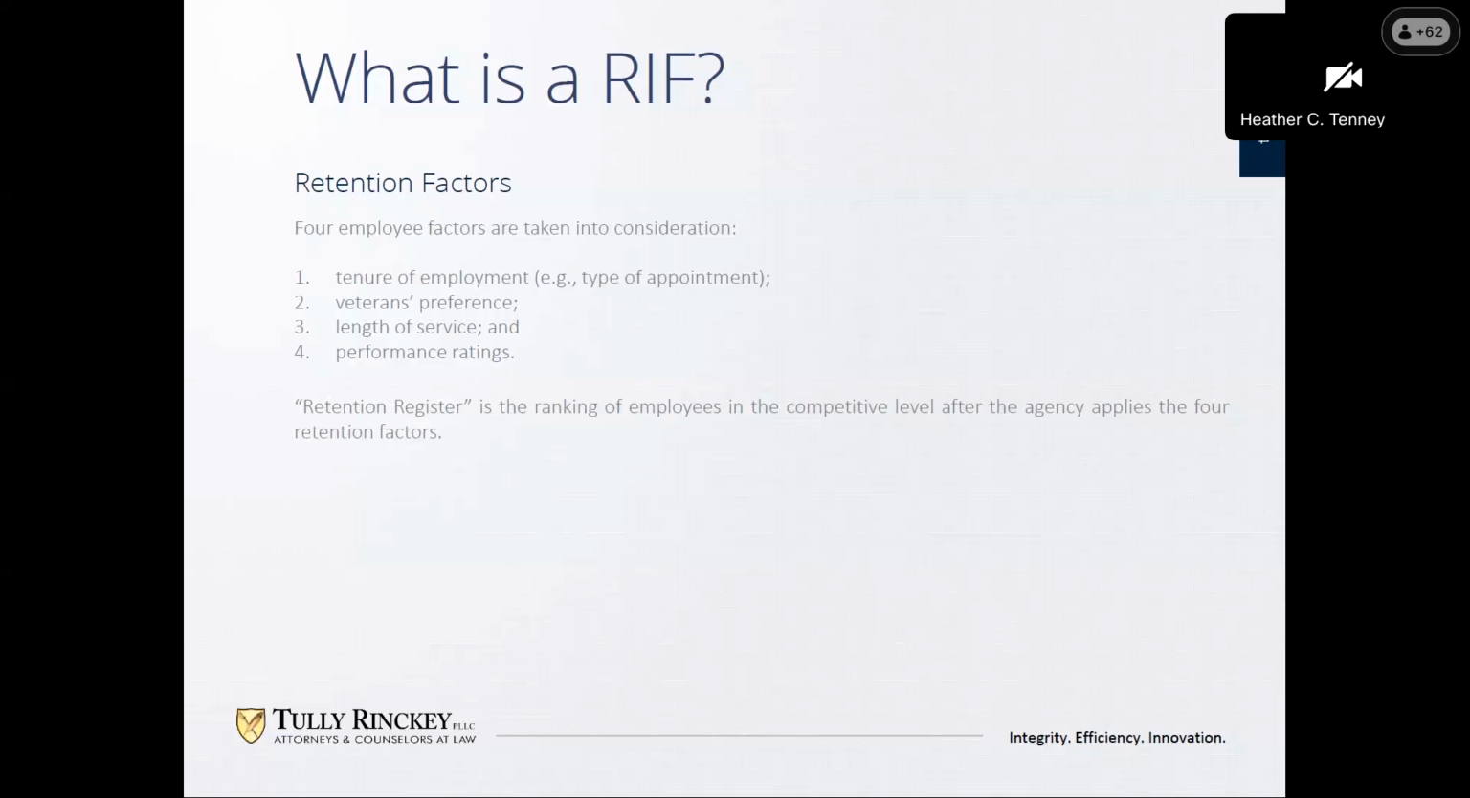Now, RIF regulations have to give effect to 4 different retention factors. The retention factors are tenure of employment, and that's generally going to be like type of employment. So are we talking about competitive, excepted service, etc. Veterans preference, total creditable federal civilian and uniformed service, and performance ratings. The retention register is ultimately the ranking of employees in the competitive level after each agency applies the 4 retention factors. We'll discuss all of this in more detail throughout the presentation.